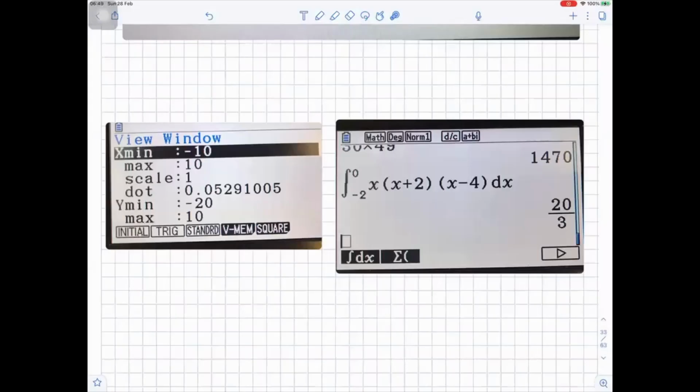So that's what you need to show and to say. For those who use their graphics calculator, you can use the integration symbol there. From -2 to 0, you'll get the answer of 20/3. But you need to show your working in an exam. So this could just be a way to check if your answer is correct.